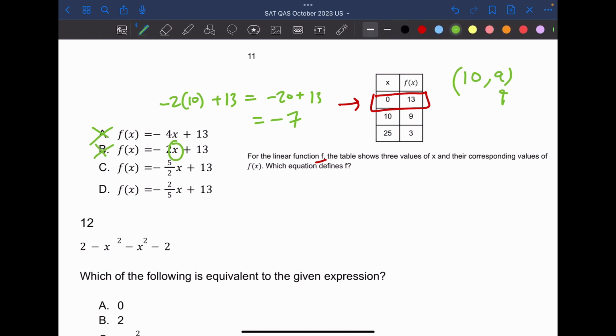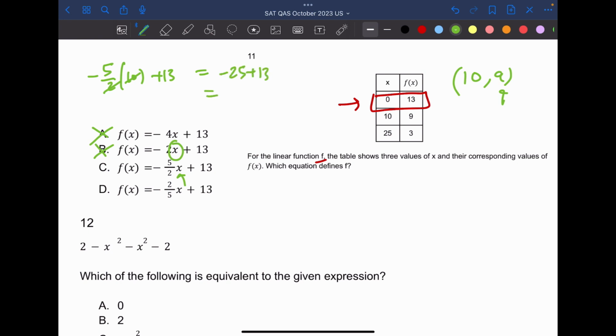For C, let's do the exact same thing once again. And by the way, I'm doing this on paper with you guys, but if you want, this is the calculator section, so you can definitely use a calculator for this part. Okay, so let's do this exact same thing for part C. Plug in 10. This would be negative 5 over 2 times 10 plus 13. This is the exact same as negative 25 plus 13, but even this is still too small.